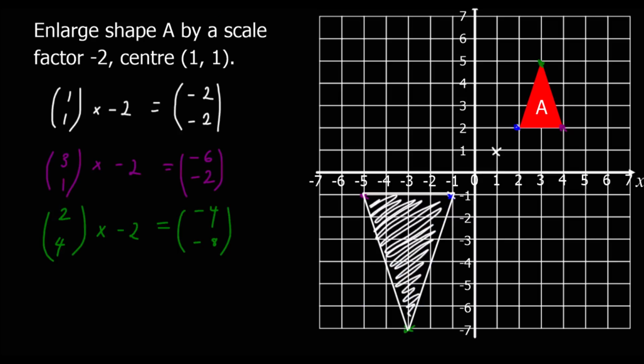What we can do to check our answers is connect the points together. If I connect my green point to my other green point, it should go through the center of enlargement. If I connect my two blue points together, they should go through the center of enlargement, and my two purple points also go through the center of enlargement. And so that way I know I've done it correctly. So I've correctly enlarged shape A by scale factor -2, center 1, 1.